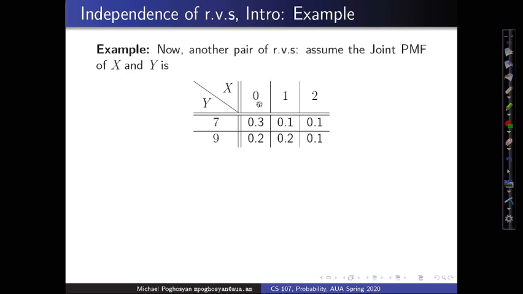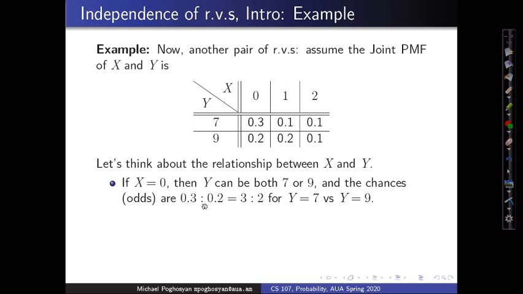Now another example, another pair of random variables. Assume x is taking these three values, y is taking these two values, and this is our joint PMF. Let's think about the relationship between x and y. Assume I know the value of x. If x is 0, then y can be both 7 or 9, and the odds of 7 against 9 are 0.3 to 0.2, so 3 to 2 chances of having the value 7 versus the value 9 for y.